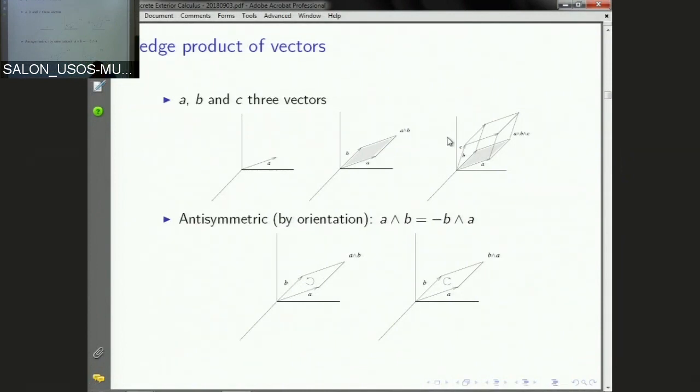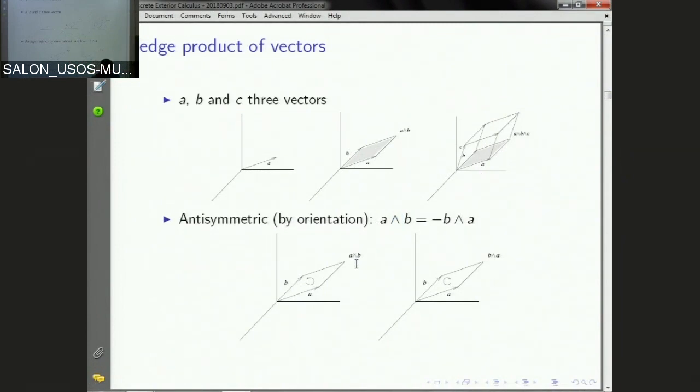Also, one can associate an algebraic object to parallelepipeds generated by 3 vectors. Those objects, for instance for the parallelogram, are denoted A wedge B. Wedge is the name we give to this little symbol that I'm going to highlight now. This little symbol, that's a wedge. Well, these bivectors and trivectors will live in new vector spaces, the vector space of bivectors and the vector space of trivectors, and so on.